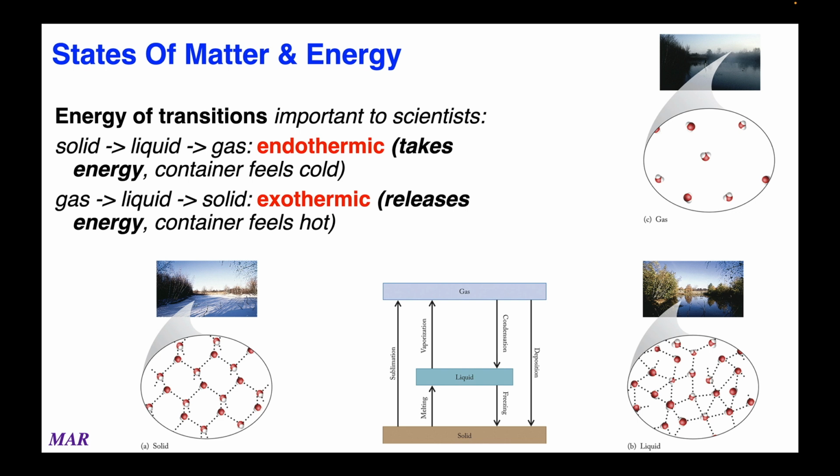A solid going to a gas is something you may have seen if you've ever used dry ice, which is carbon dioxide. Carbon dioxide goes straight from a solid to a gas. It sublimes, or it's the sublimation process. It is possible to take the CO2 and condense it back into a solid. That's called deposition. We'll talk about these terms more later, but the most important thing here is that endothermic takes energy and the container would feel cold. On the other hand, exothermic releases energy and the container will feel hot.